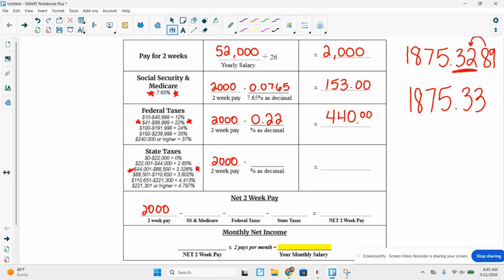That should be your largest amount that's getting taken out. Why? Because it's the biggest percentage. If you're looking at the different percentages between Medicare, federal taxes, and state taxes, your federal tax amount is the highest. So that's going to be the highest number that you're going to subtract out of your paycheck.